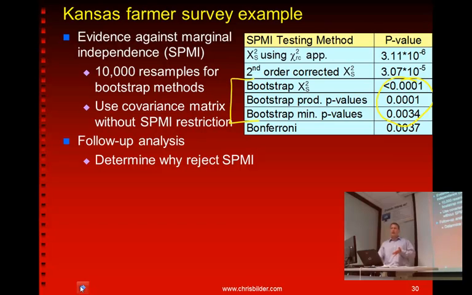There are various ways one could follow up to determine what combinations of the W's and the Y's cause the rejection. Some of these methods involve the Bootstrap, some don't necessarily involve the Bootstrap. I'm going to skip over that because it's not in the project.